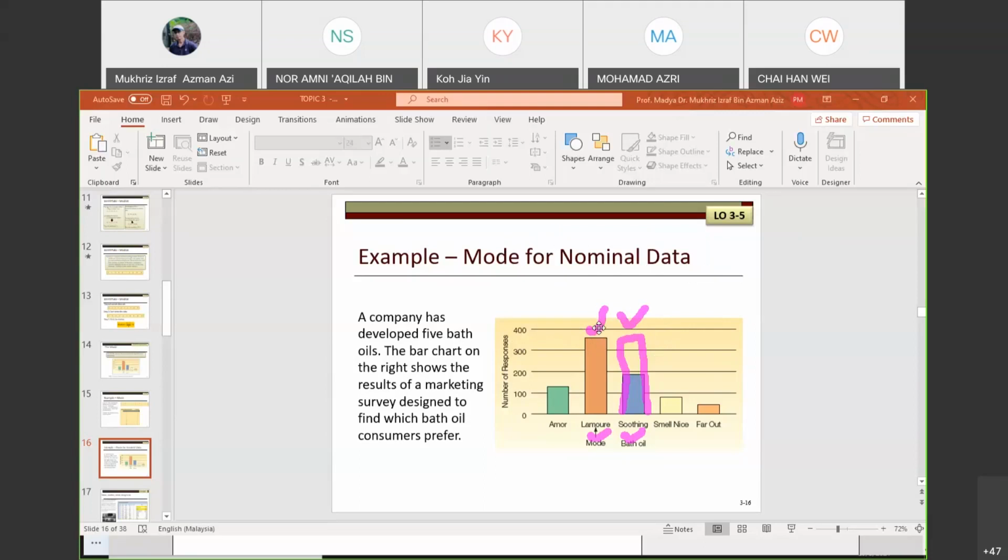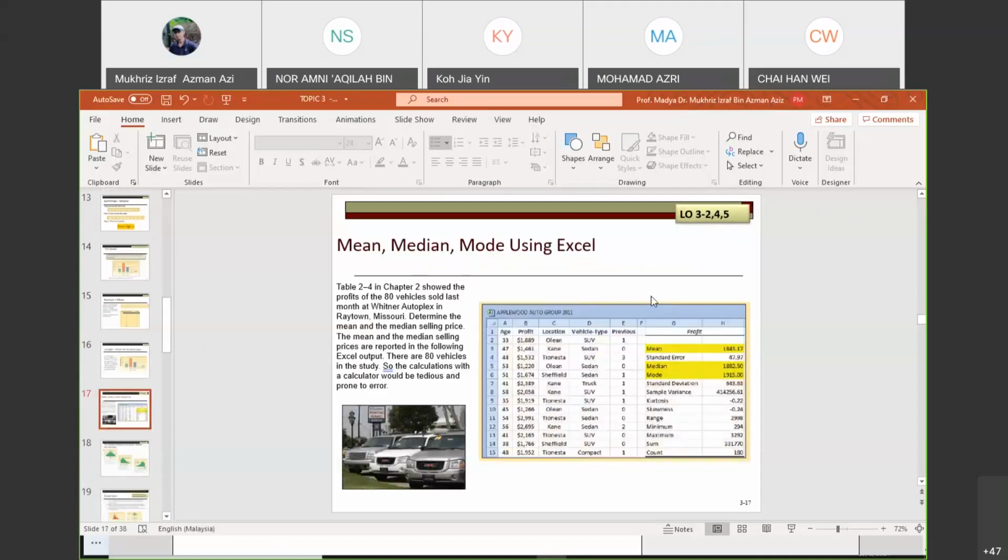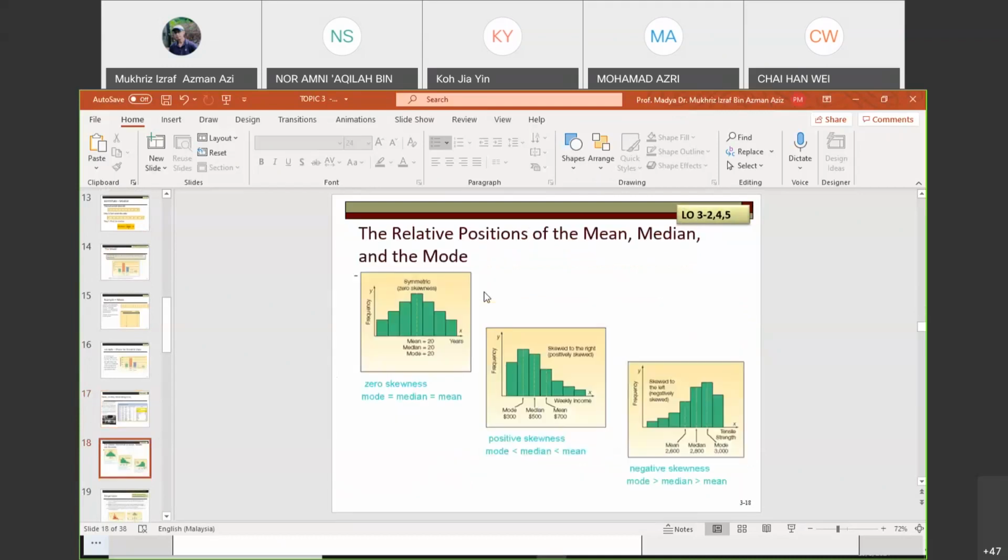But in this original example, the highest frequency is only this data, so only one mode. If you have two variables that have the same highest frequency, then your mode can be two, or it can also be more than two. For using Excel, you can refer to the video which I provided the link to.